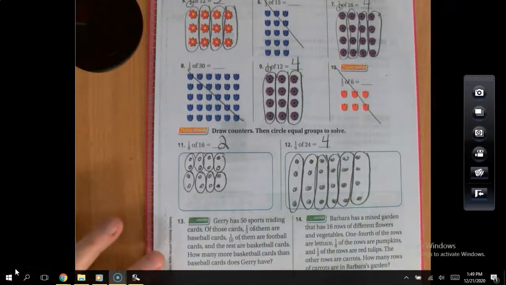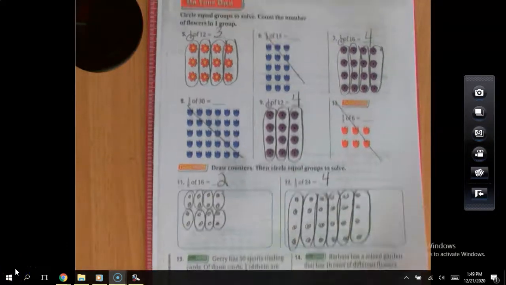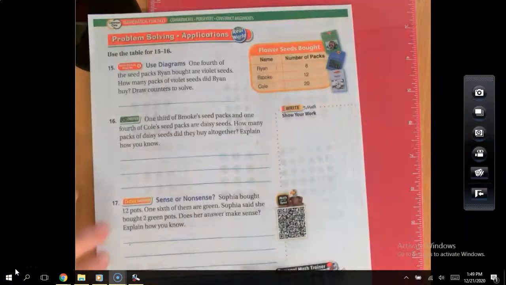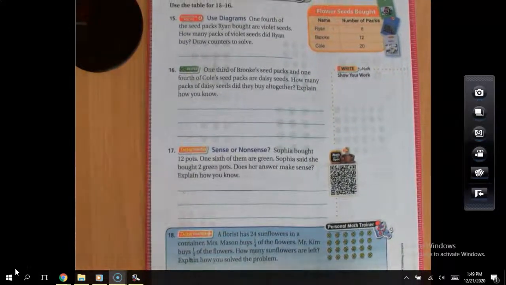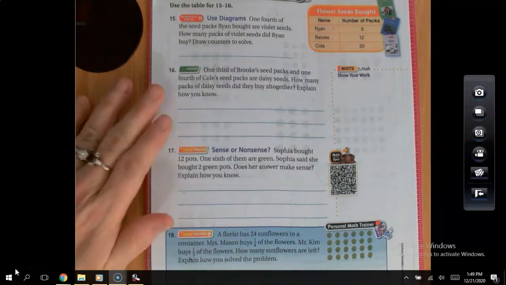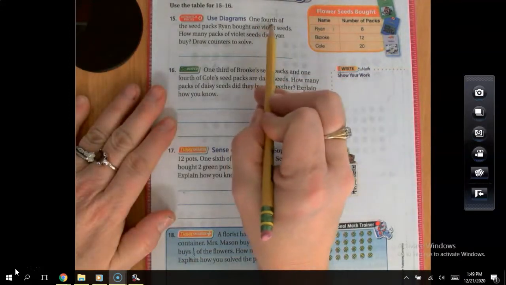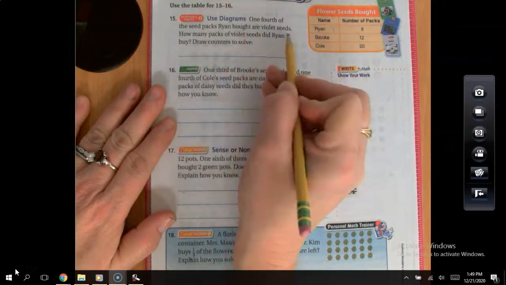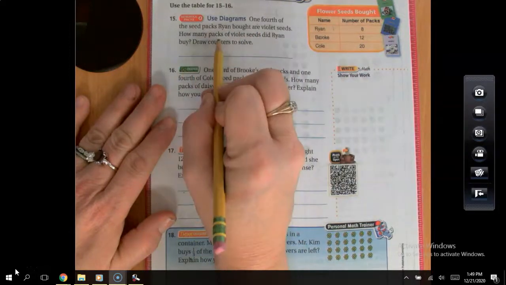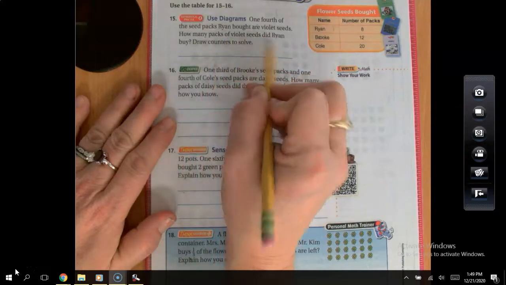Okay, boys and girls, let's go ahead and turn to page 490. We're going to do a few more problems, 3 more problems, okay? Let's look at number 15. It says 1/4 of the seed packs Ryan bought are violet seeds. How many packs of violet seeds did Ryan buy?